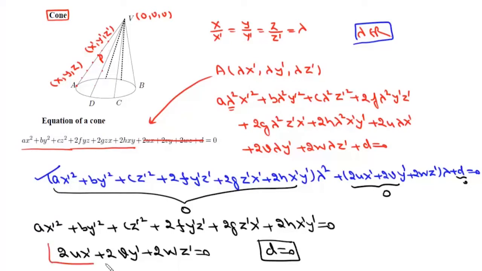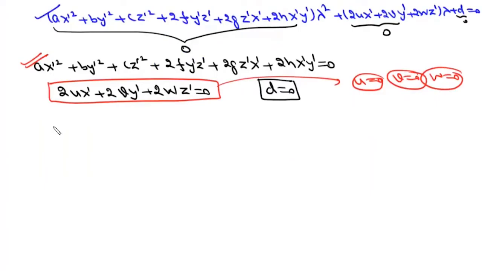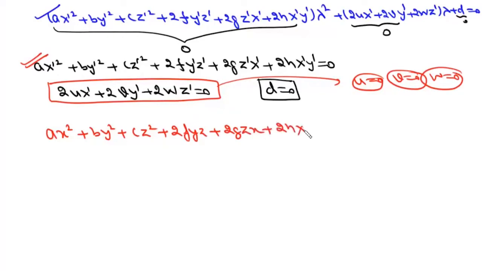Now from the second equation we'll get the equation of a plane, but here we are looking for the equation of a cone and not the equation of a plane. So here u must be 0, v must be 0, and w must be 0. So when we have u, v, w and d as 0, we are left with only this equation. So the general equation of a cone will be given by ax² + by² + cz² + 2fyz + 2gzx + 2hxy, and it will be equal to 0.